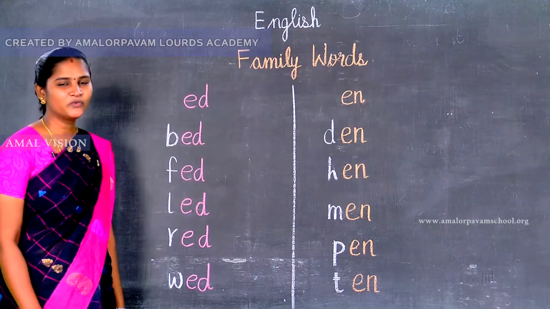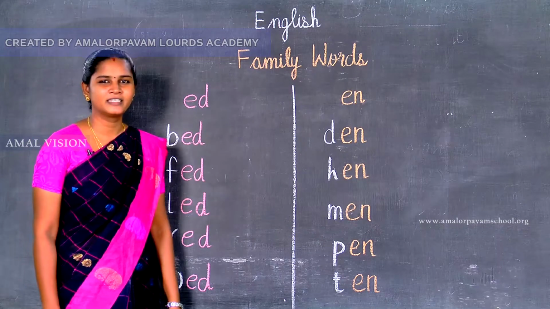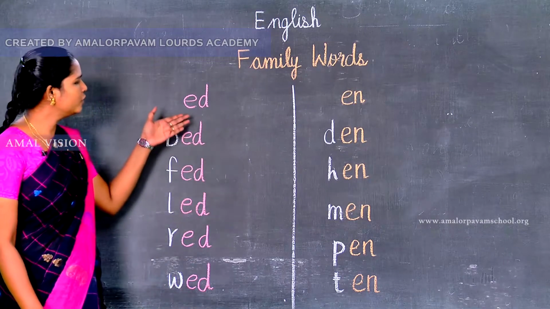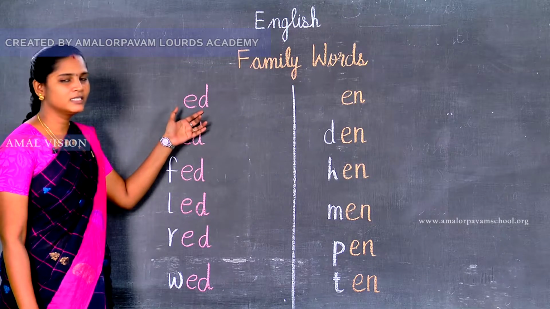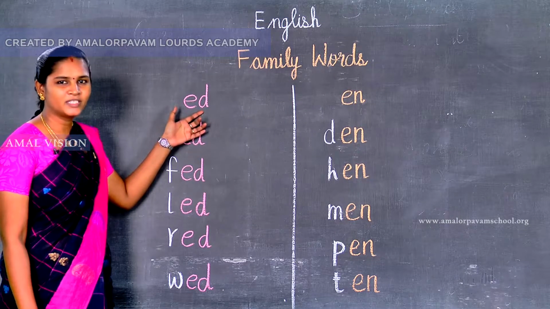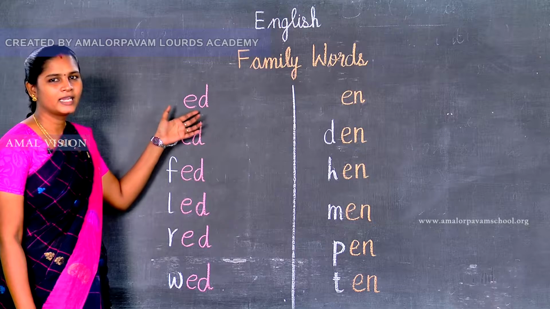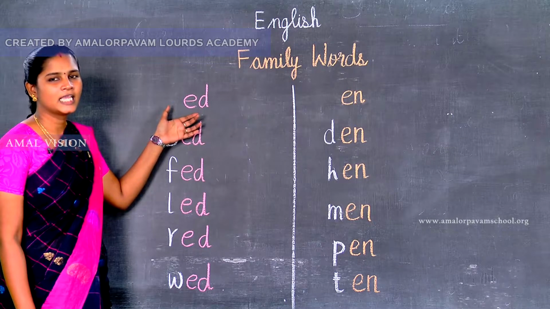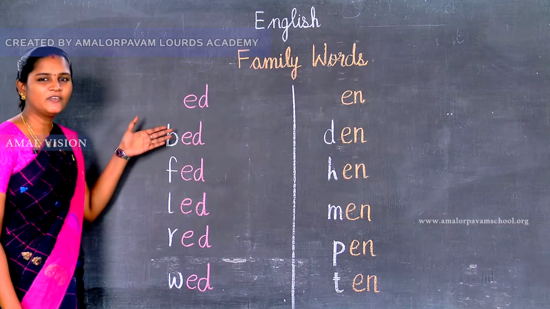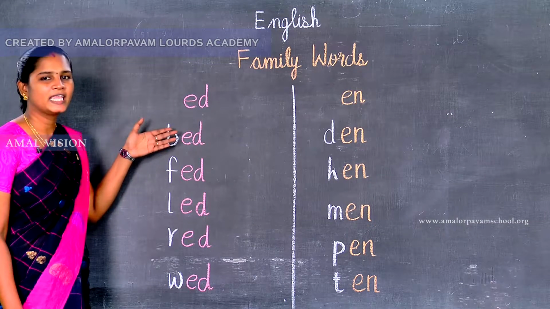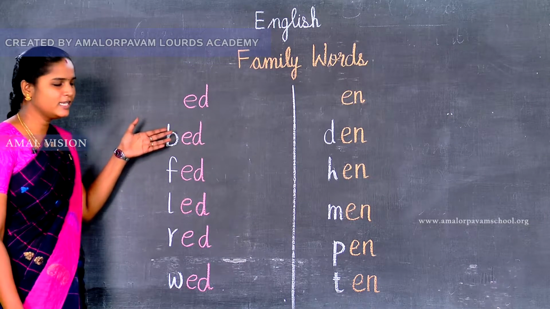Hello children, now we are going to learn family words. Okay, now do you know what sound this is? A. What sound is this? D. Now shall we say it together? A, D, ed. Ed. So now we are going to learn the family of ed words. Family of ed words. Say it together children.